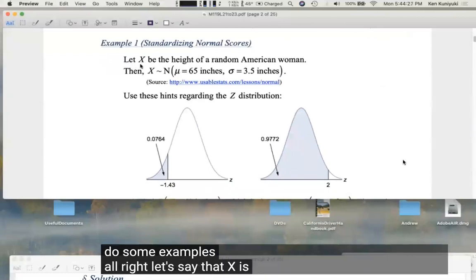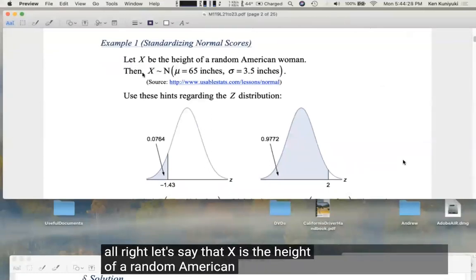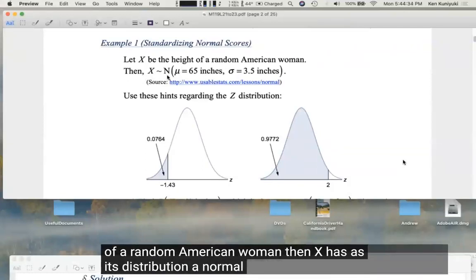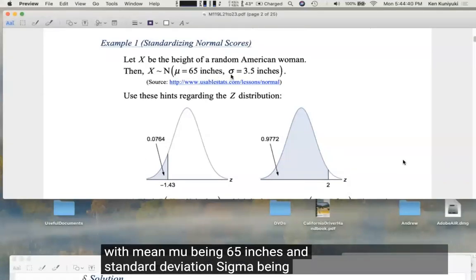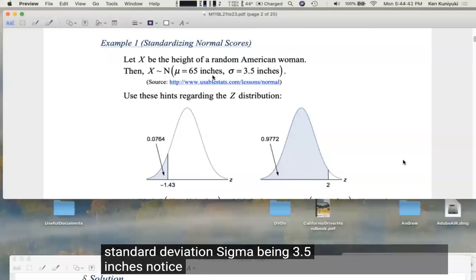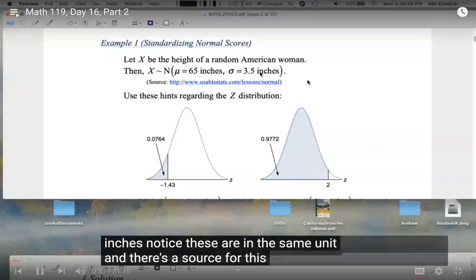Let's say that x is the height of a random American woman. Then x has, as its distribution, a normal distribution with mean mu being 65 inches and standard deviation sigma being 3.5 inches. Notice these are in the same unit. And there's a source for this.